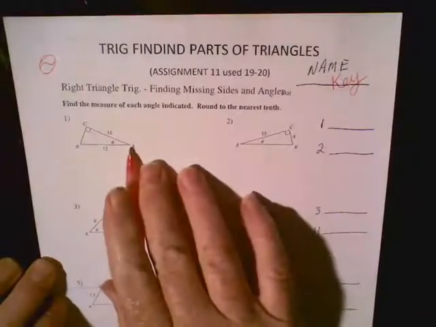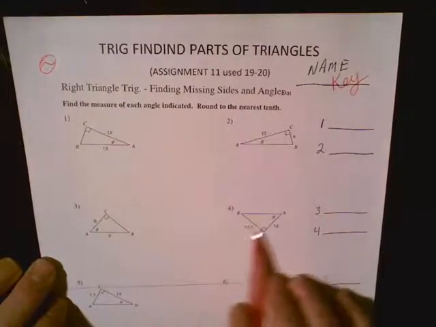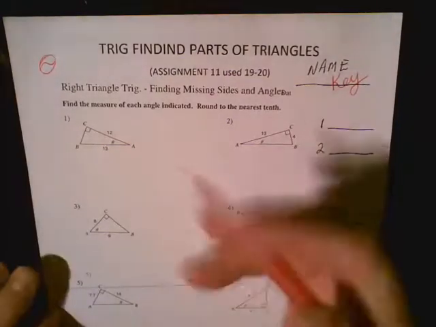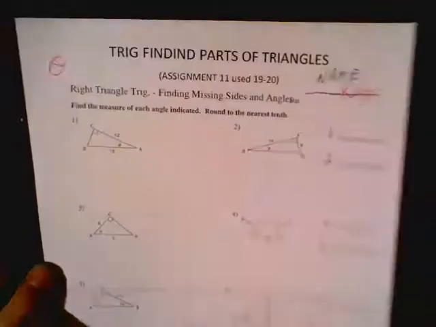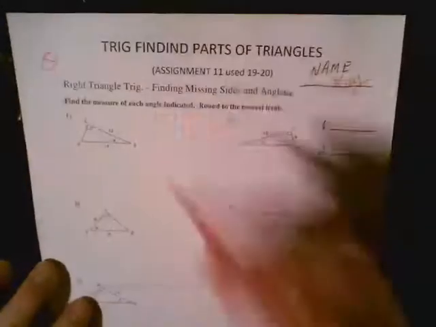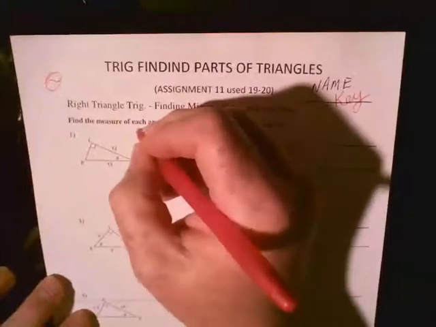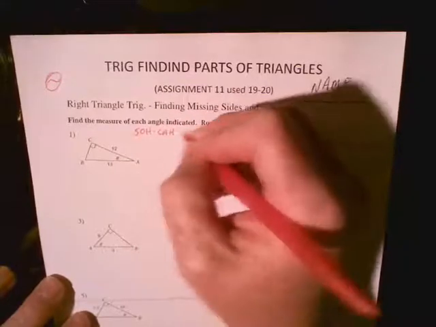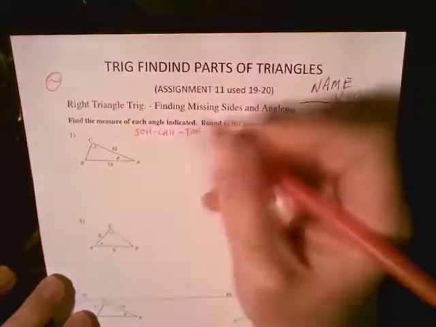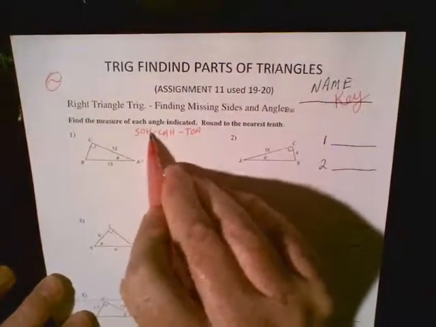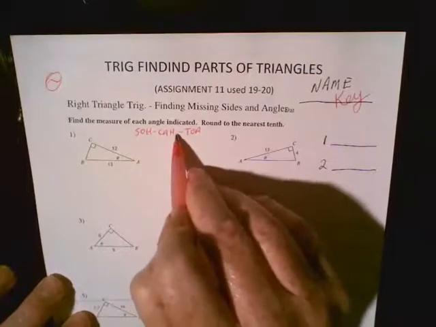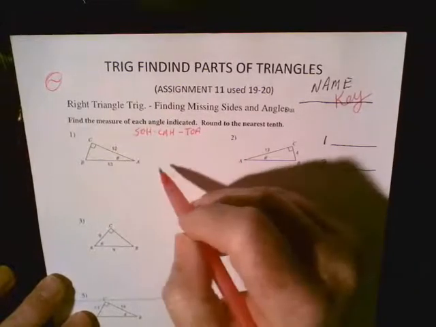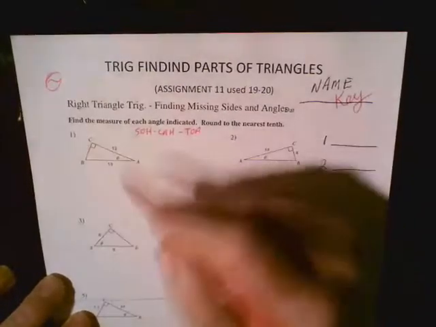So here it's angle A, here it's angle A, might be angle A on all of them. Down here it's angle B, and so on. Every single time, you've got to remember your SOHCAHTOA. SOHCAHTOA stands for sine is opposite over hypotenuse, cosine is adjacent over hypotenuse, and tangent is opposite over adjacent. So we're going to have to label our triangle first.